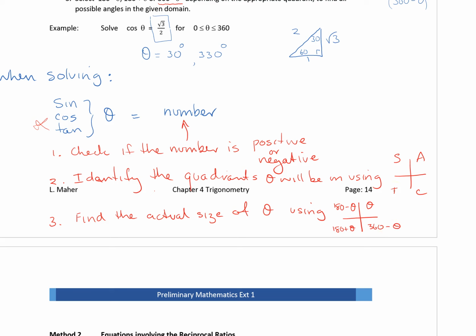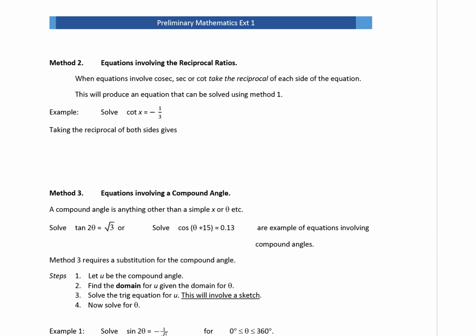So that's just a little summary of method 1. Let's move on to method 2. What if the trig equation you have involves a reciprocal ratio? So which are the reciprocal ratios? They are cosec, sec, or cot. So it's saying simply, when equations involve cosec, sec, or cot, take the reciprocal of each side of the equation.